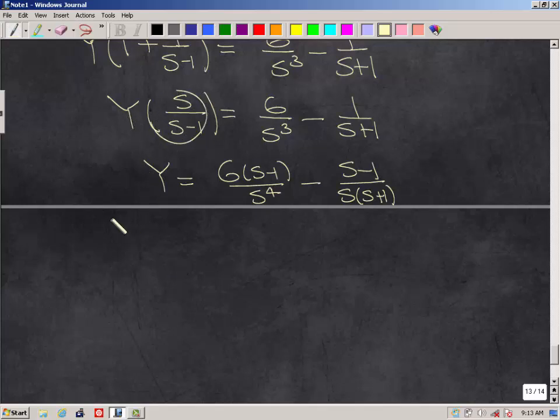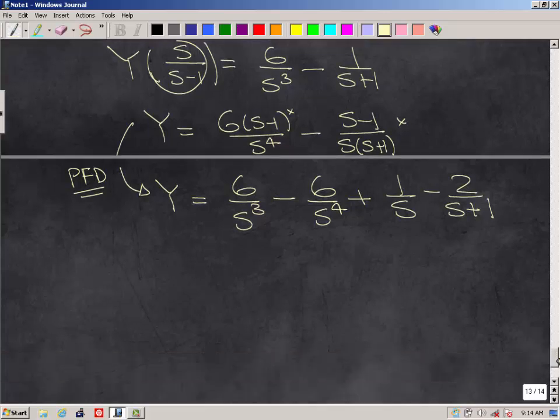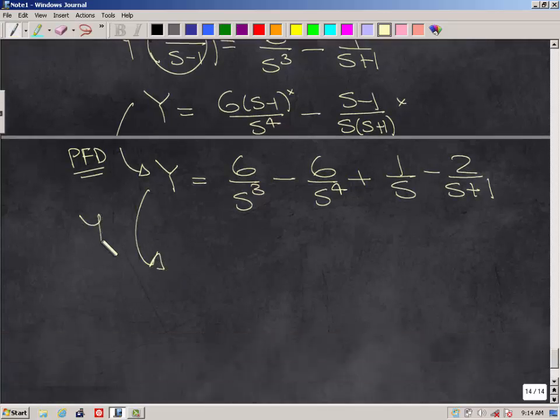So we get this. I'm not going to go through this, but if I do PFD, I get big Y is equal to 6 over s cubed minus 6 over s to the 4th plus 1 over s minus 2 over s plus 1. So that's what we end up with if you do PFD. It's a lot of PFD to do. You have to do this one and this one separately, so it'll take some time, but you can easily do it. And then we do inverse Laplace.